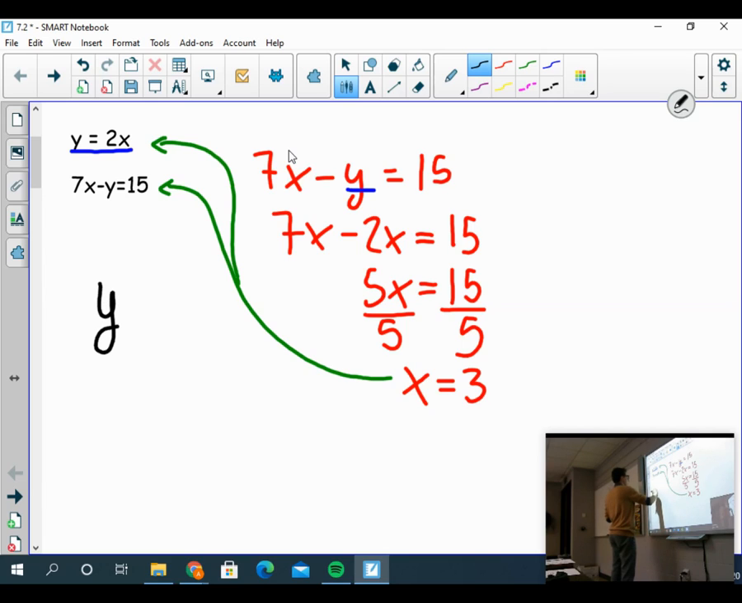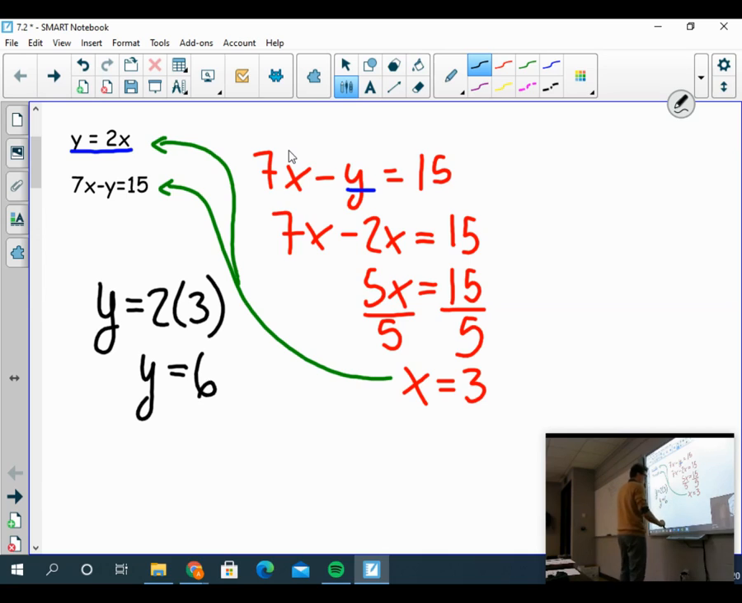When I plug in 3 for x, again, it's equivalent, x equals 3, so I can plug in 3 for any x I see, because they're the same. I get y equals 6. Thus, my solution is the ordered pair (3, 6).